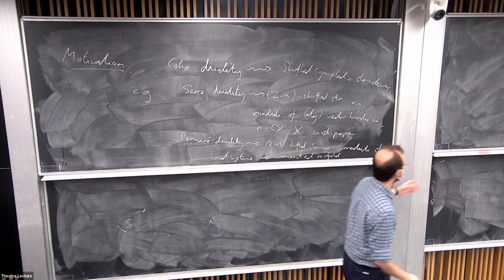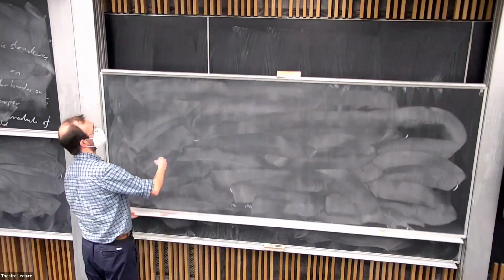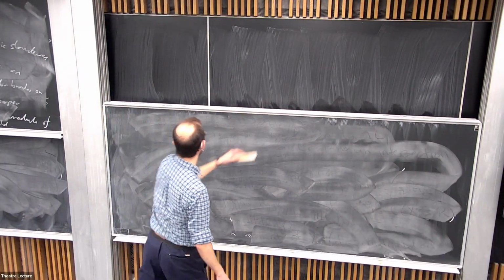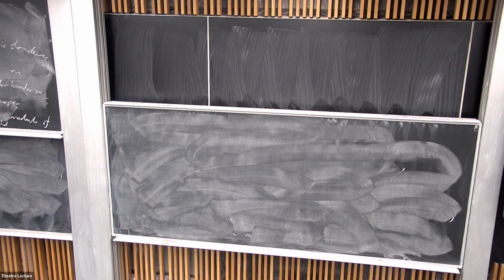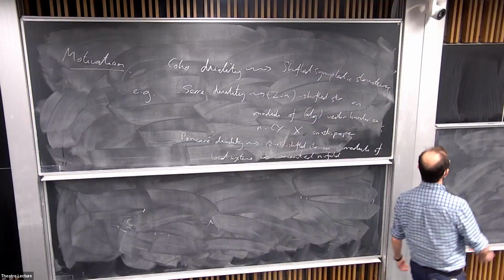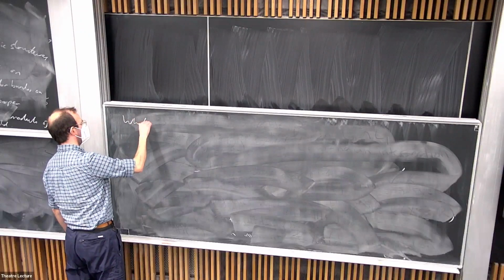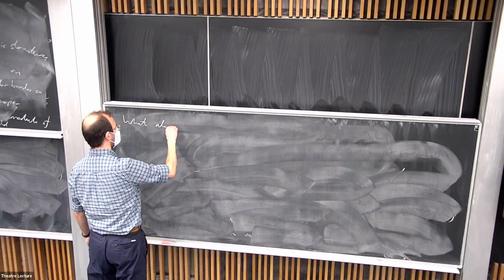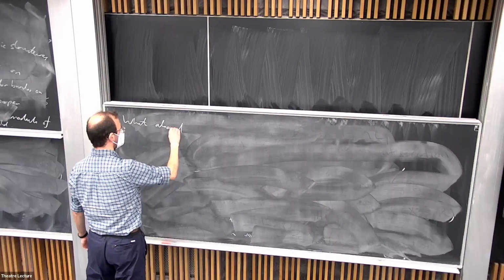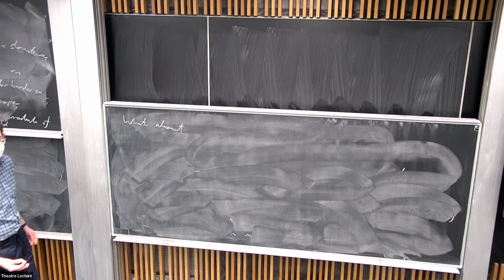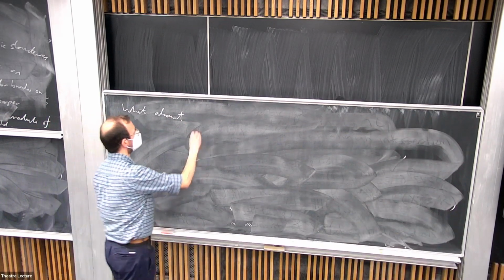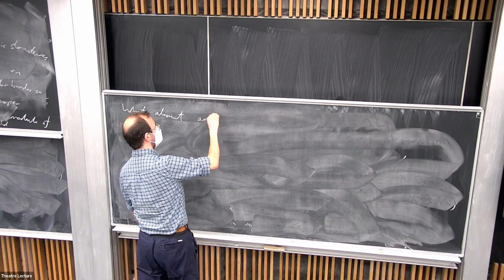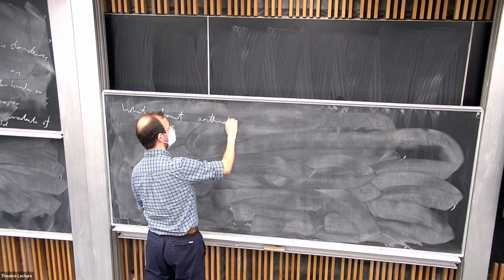So the question then is, so what does arithmetic duality give us? So things like Poitou-Tate, local Tate duality, and so on. And the various global dualities.